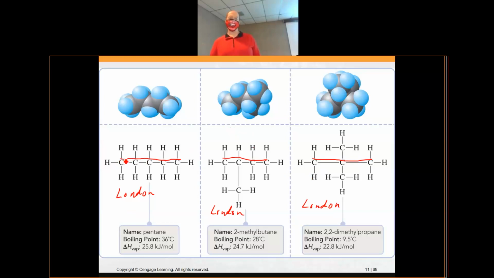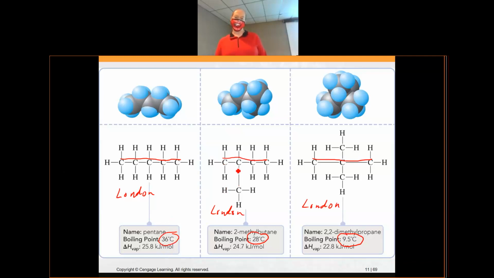All right, so the one that has more surface area, the one that has more carbons in a straight line, is going to have a higher boiling point. So this one has a boiling point of 36. When you go down to 4 carbons in a row, the boiling point goes down to 28. And if you only have 3 carbons in a row, then it goes down to 9.5. All right, so London forces depend on the size of the molecule. When they are exactly the same size, the exact same molar mass, then you're looking at the surface area. So the one that has the most atoms in a line is the one that is going to have the higher boiling point.